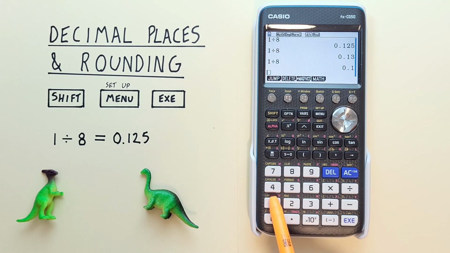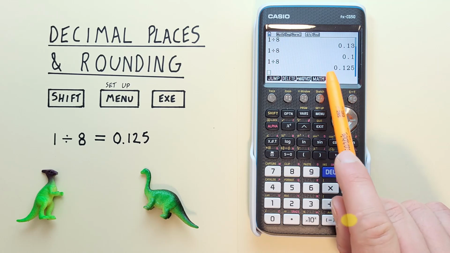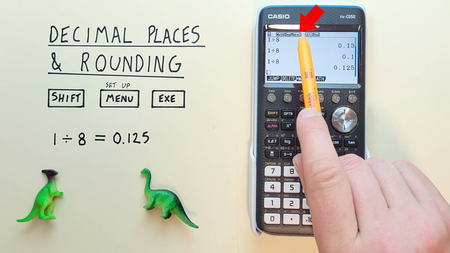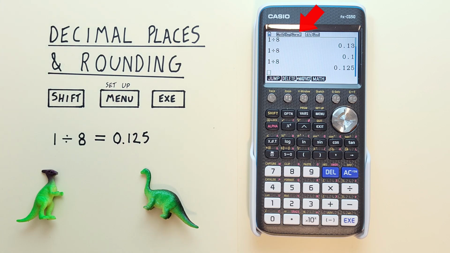And now if we do our 1 divided by 8, we see we get all our decimals. And we see norm displayed at the top of our screen, so we know that we're not rounding.